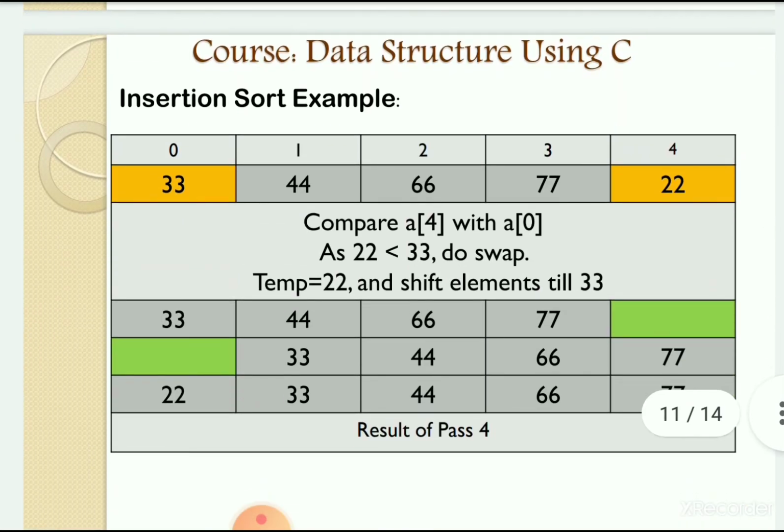Lastly, we compare the last element with all the other elements. When comparing, at first we find that the element 33 is greater than 22. So we have to shift all the elements. Look at this. We store the 22 in a temporary variable. Now we shift 77 to the 22 position, 66 in the place of 77, 44 in the place of 66, and 33 in the place of 44. The space for the 0th element is blank. At that place we insert the element in the temporary variable, that is 22. So we have stored the 22 in the 0th position. This is the result after pass number 4.